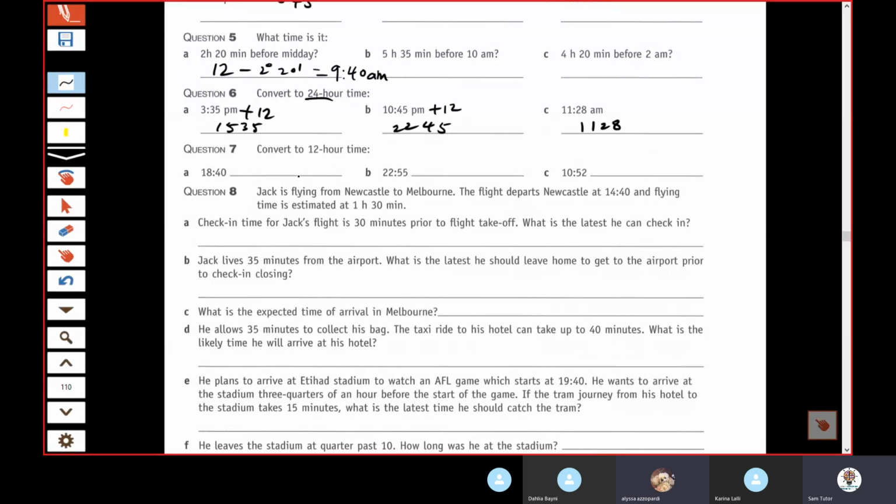Are we comfortable with 24-hour time? Yeah. Okay, cool. PM, again, it says 1840. The way we do it is you just take away 12 from the hours. So 18 take away 12 becomes 6:40 PM. Take away 12 becomes 10:55 PM. Well, it's already 10:52 AM, so that's just 10:52 AM.